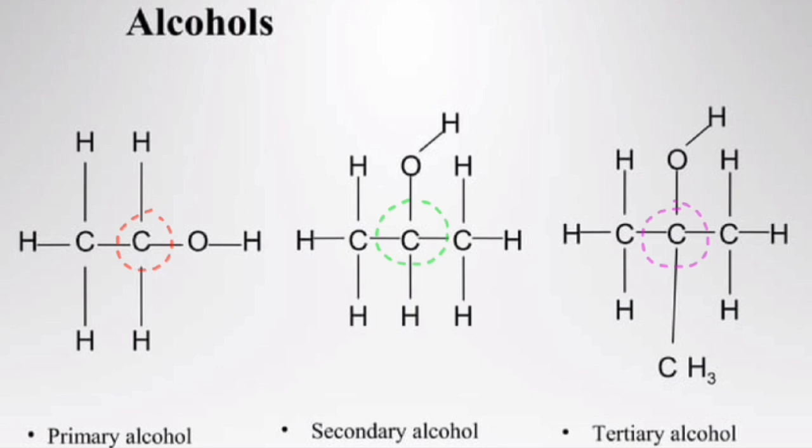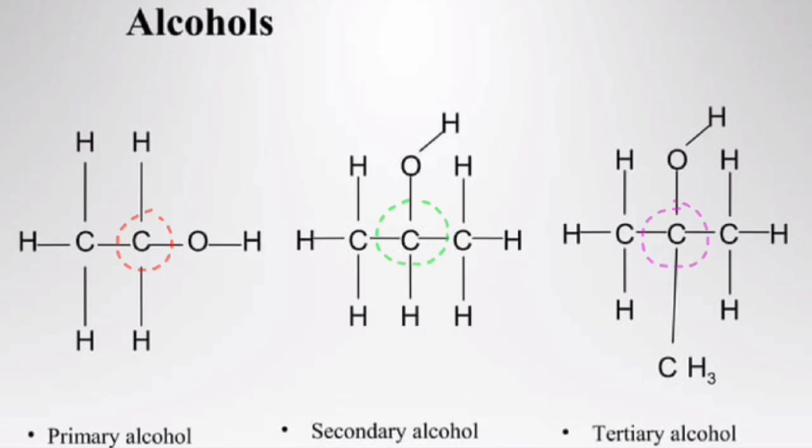In the case of secondary alcohol, you can find that the OH group is attached to a carbon that has only one hydrogen atom. On the left and on the right side, it is attached to CH3 groups. So secondary alcohols are those in which the OH group is attached to a carbon atom having only one hydrogen.